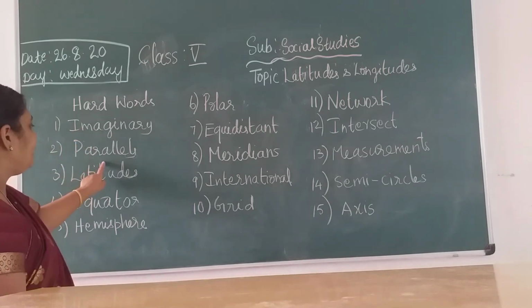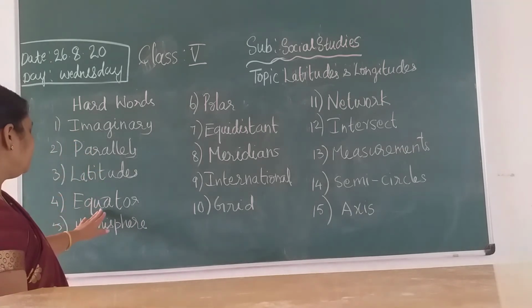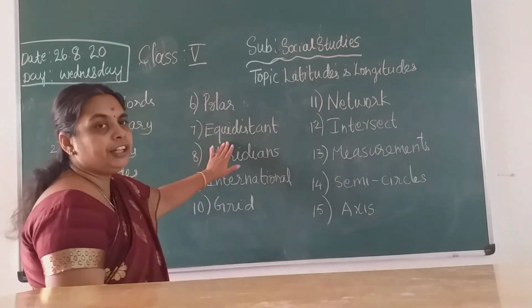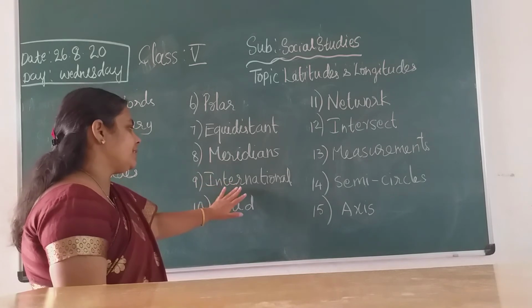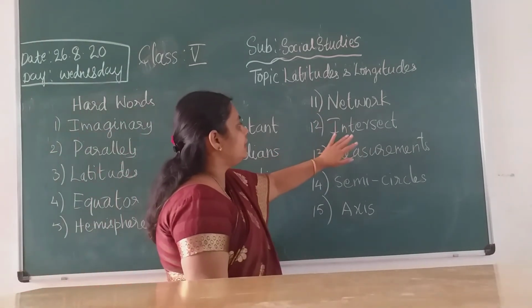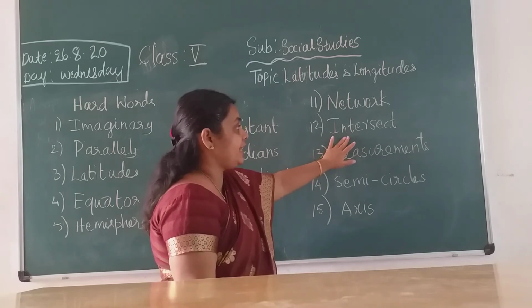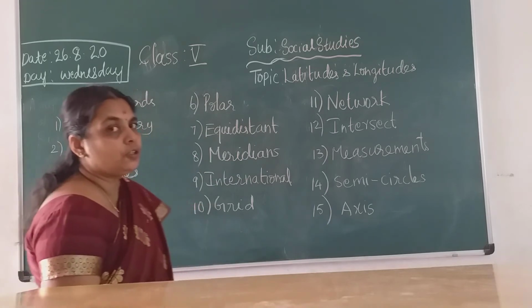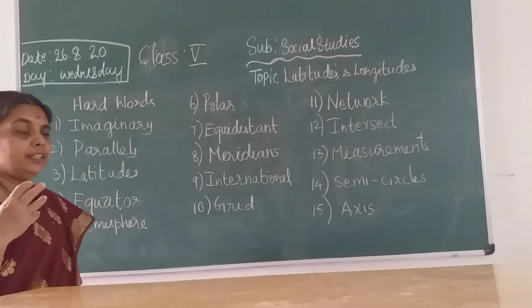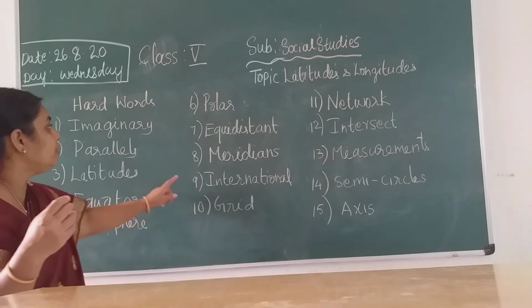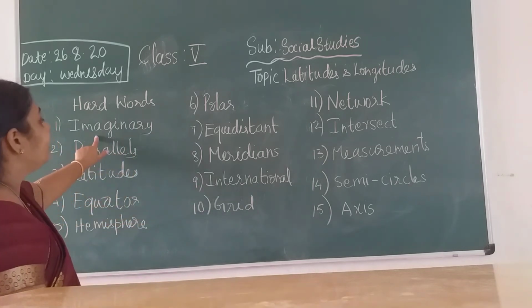Imaginary, parallels, latitudes, equator, hemisphere, polar, equidistant, meridians, international, grid, network, intersect, measurements, semicircles, axis. So again you learn. If you don't know the meaning, take it from the dictionary and learn it, children. Okay, once again I repeat the words.